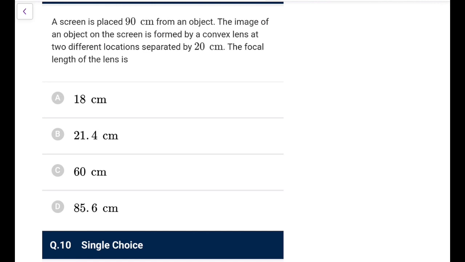Next one, a screen is at 90 centimeter distance from the object. The image of the object on the screen is formed by a convex lens, a real image. That means at two different locations separated by 20 centimeters, the focal length of the lens is? So again, this is what we call the displacement method. For the displacement method, directly you can write f equals D square minus L square by 4D. D is the total distance, which is 90 centimeters. L is the separation between the two places where the lens is placed, so 90 square minus 20 square upon 4 into 90. So better you remember this result.